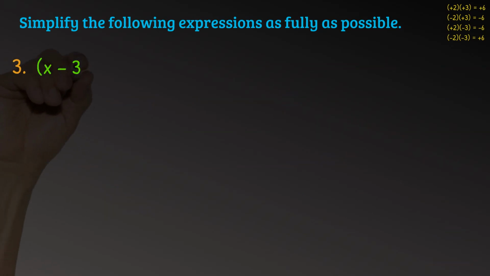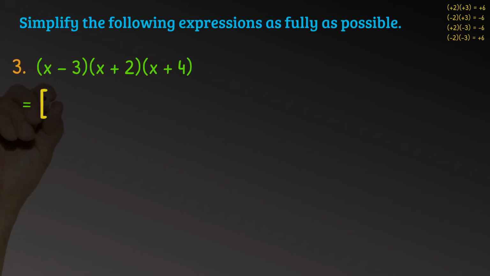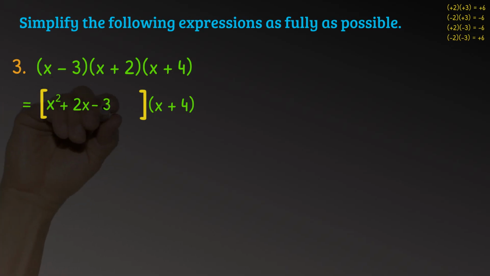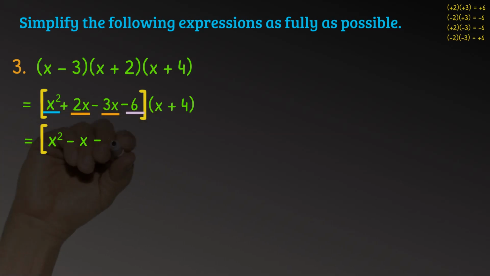I think you're getting pretty good at this now, so I'm going to go a little faster for the next two questions. So question 3, the first two brackets give us x squared plus 2x minus 3x minus 6. Then we can tidy up the yellow bracket to get x squared minus x minus 6.